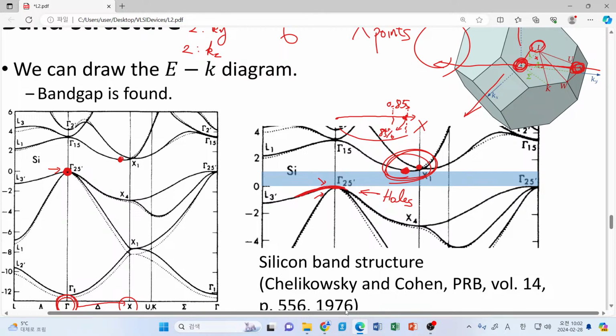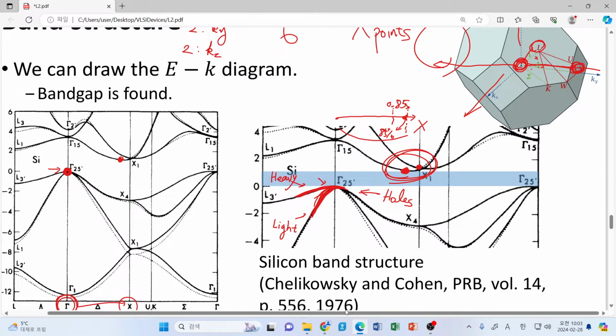This branch, which shows a much smoother or slower transition, is called the heavy hole. Why is it called the heavy hole? You will see it later. And here you have a steeper curve, and this one is called the light hole. So heavy and light. And although not written here, there is another one slightly off from its maximum value, called the split-off hole, but that is not drawn here.